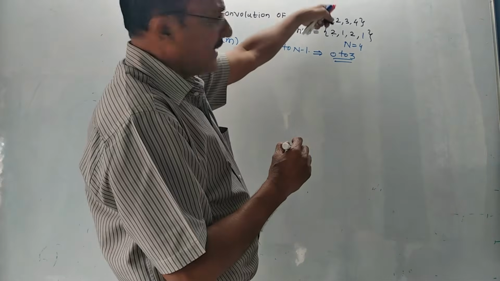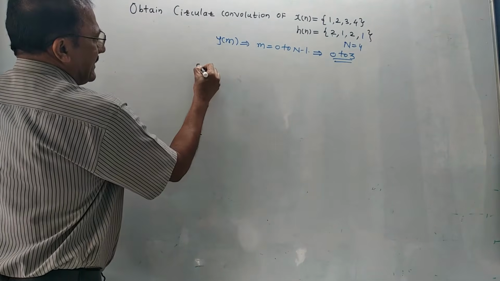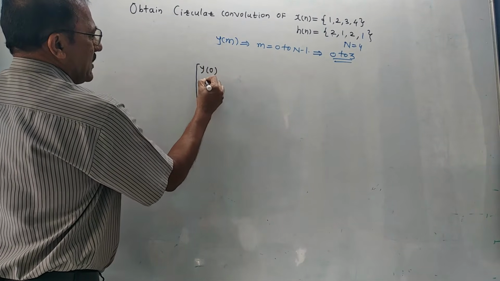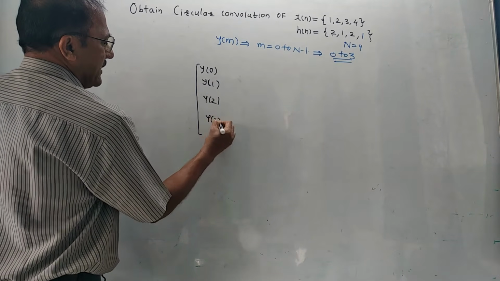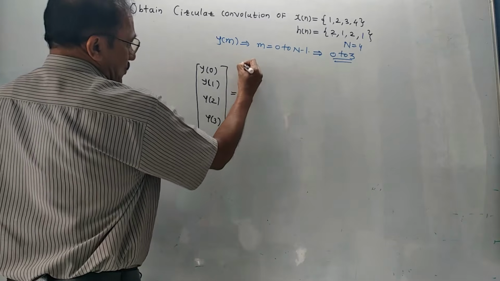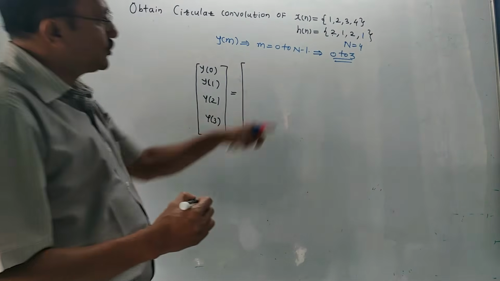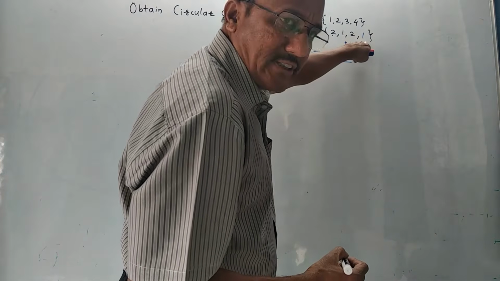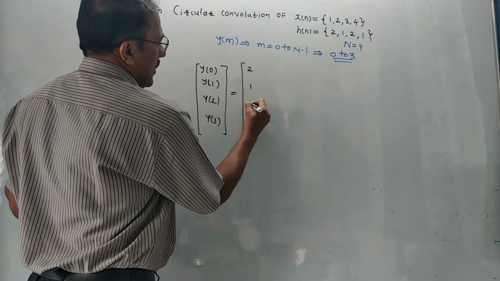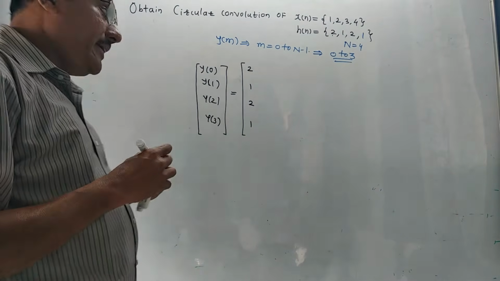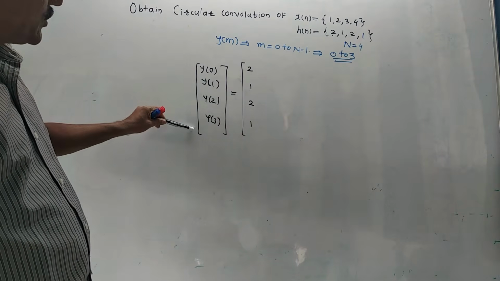How many samples are there? There are 4 samples. So, the final answer, I will write it in the matrix form like this: y of 0, y of 1, y of 2, y of 3 is equal to, which sequence have we rotated? We rotated the sequence of h of n. So initially, draw the sequence h of n as a column matrix. I will write it like this: 2, 1, 2, 1. What I did? I wrote the equation of output in terms of column matrix.